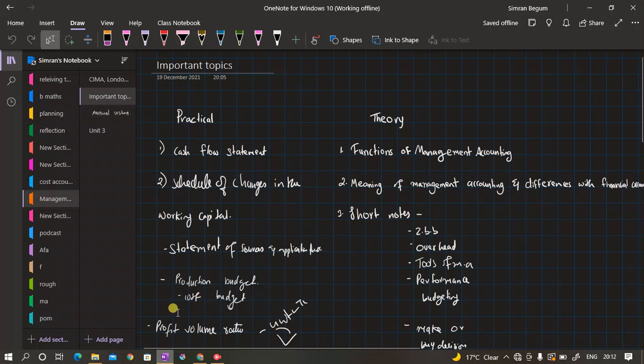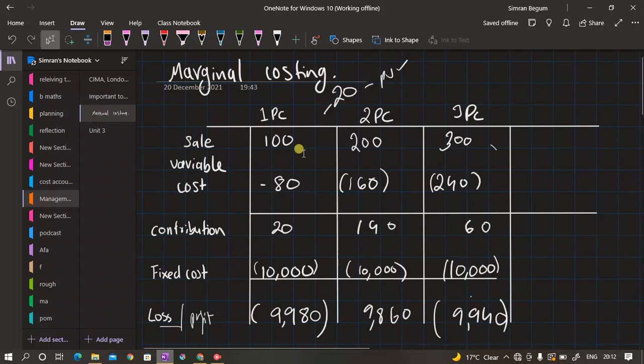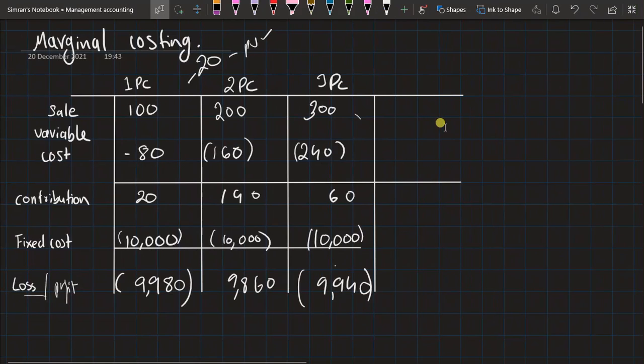So basically I'll be starting with the practical, which is from unit 3, PVR, profit volume ratio. First we attempt question 2, where formulas are needed. If we just memorize the formulas, we won't understand what is happening. So we'll just understand first, then we will go through the formulas.